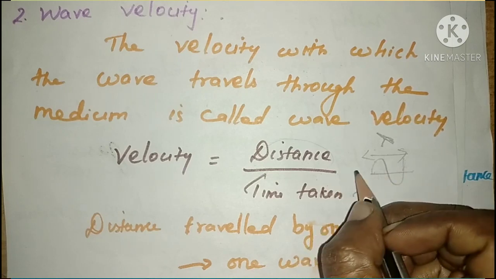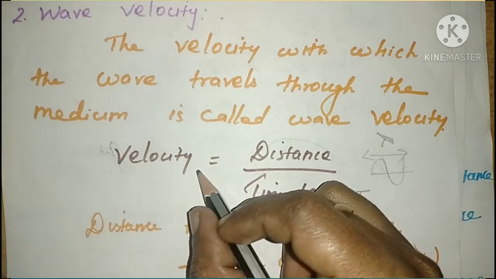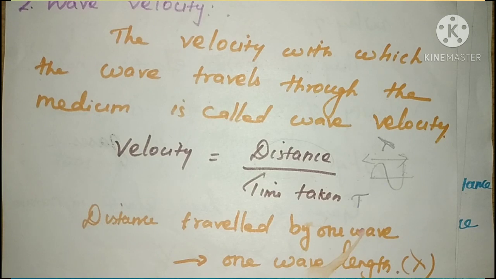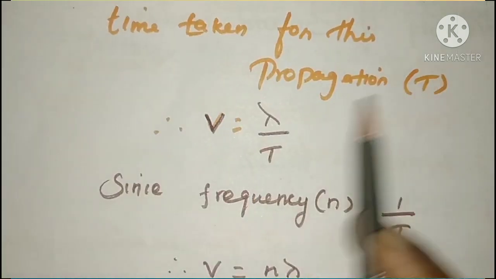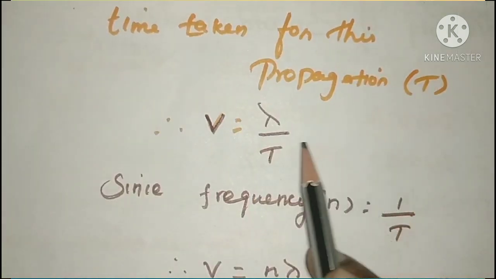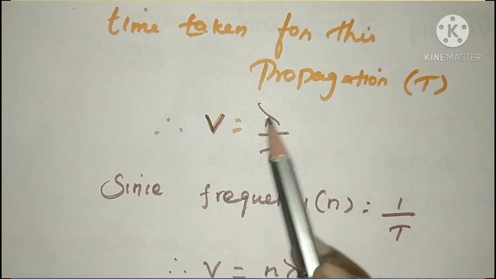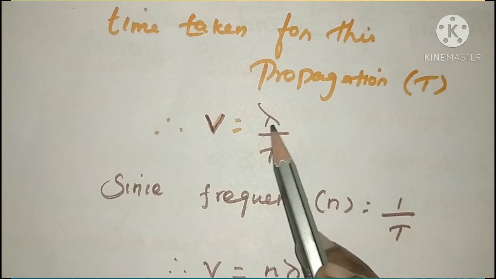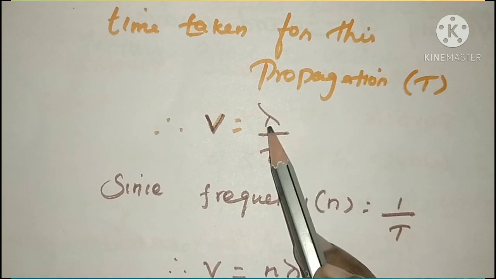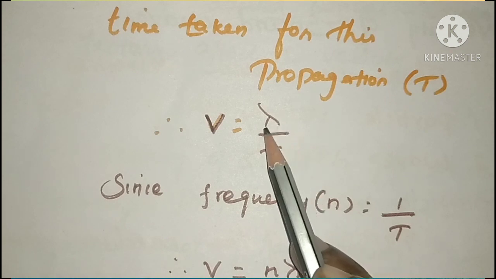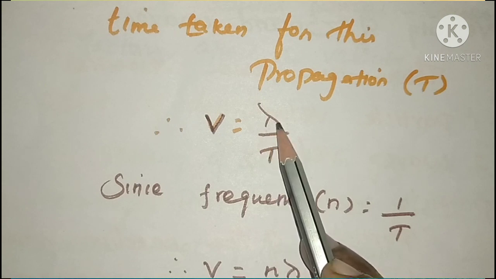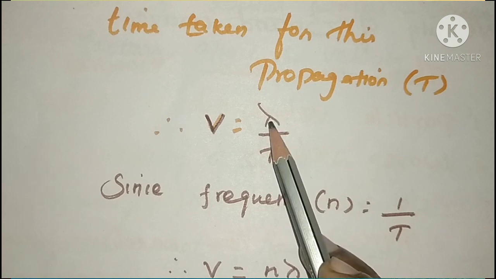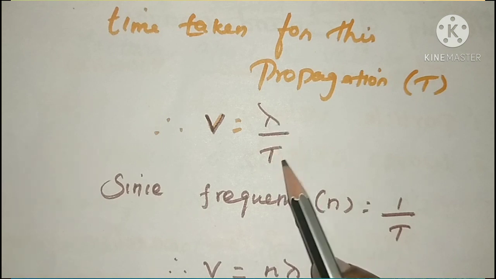If you are calculating, we can get the velocity of the sound wave. Let T be the time taken for this propagation of sound waves. So velocity is equal to distance by time. Here the distance is the distance traveled by one wavelength, that is lambda. Wavelength can be represented by lambda, isn't it? So V is equal to lambda by T. Instead of distance, we are substituting lambda divided by time.